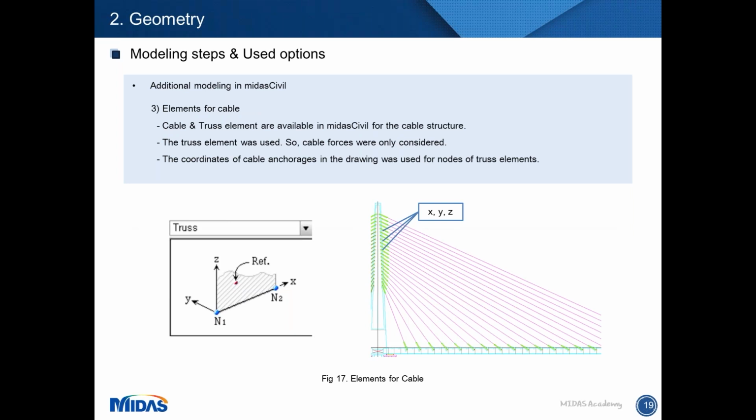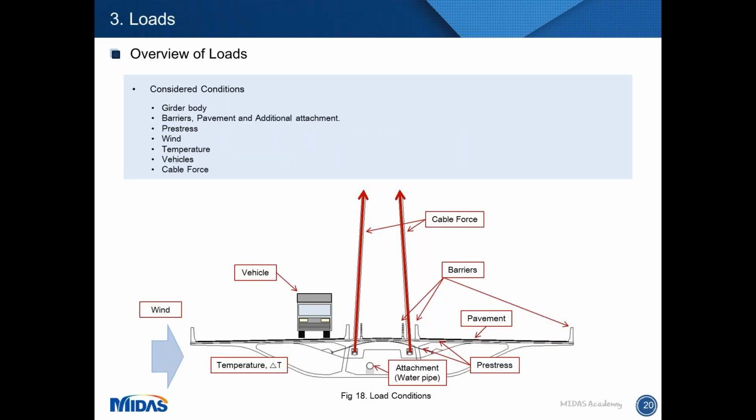The last one is truss elements for cables. There are two options for cables in MIDAS civil. One is the truss element and the other is the cable element. I wanted to apply the cable force into the model of the linear analysis simply. So I used the truss element. Now modeling work is done.